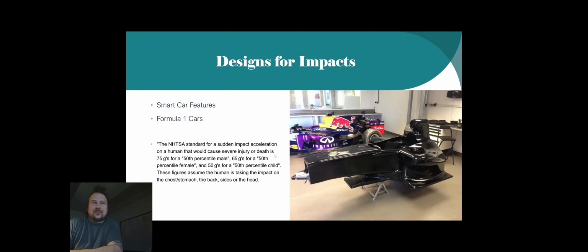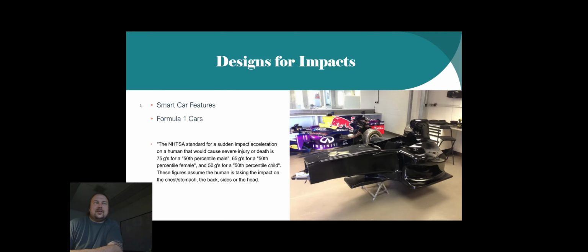huge amounts of G's. So about 75 G's would cause a severe injury or death for a male, 65 G's for a female, and around 50 G's for a child. So all of these things are taken into consideration, and that's why you have booster seats. You have car seats that are designed for this, because the child can handle fewer G's than an adult. All these things are taken into consideration.